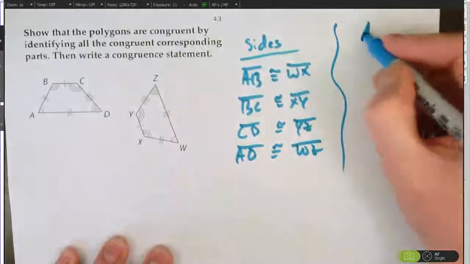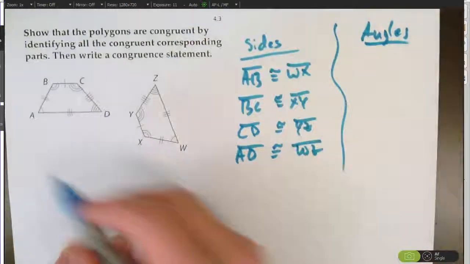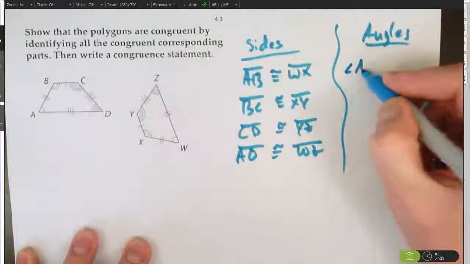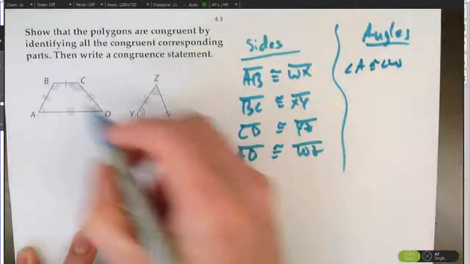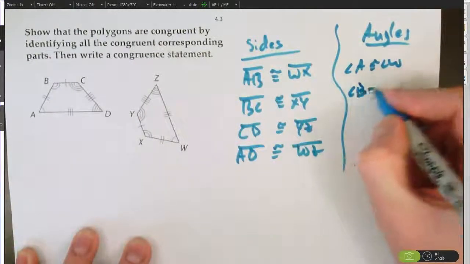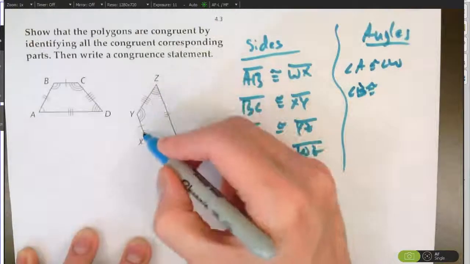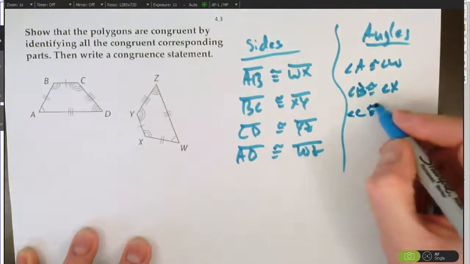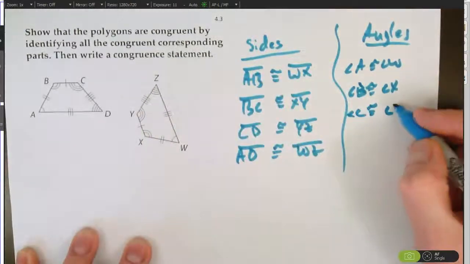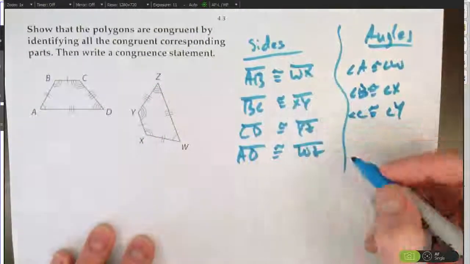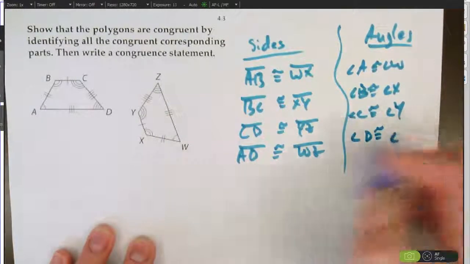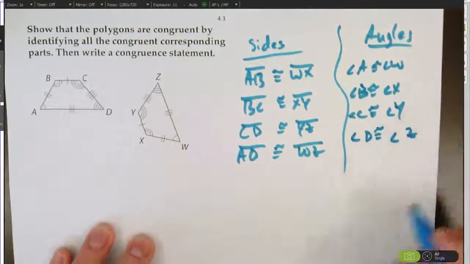Now our angles, we just go by, again, the angle markings here in the drawing. So A has a single mark, W has a single mark. Okay. B has a double mark. X has a double mark. C has a triple mark. Y has a triple mark. D has a quadruple mark. Z has a quadruple mark.